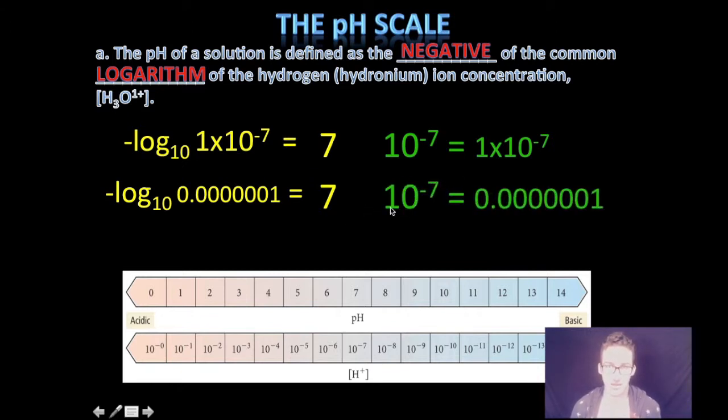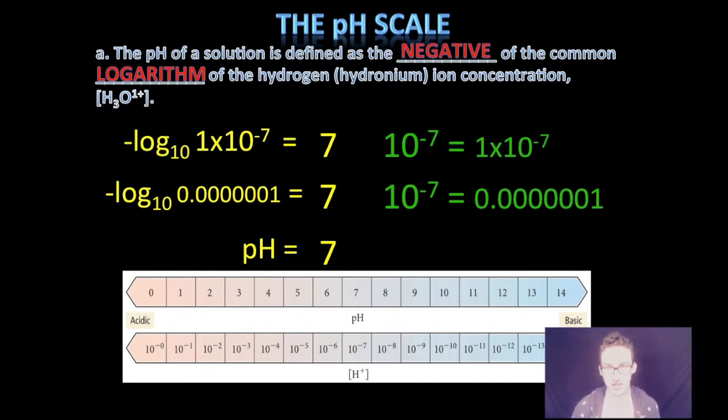Again, recognize 10 to the negative 7 is 0.0000001. Again, recognize we're taking the negative log, so it's not going to be the negative, but the positive value. And ultimately, when we say pH, we mean take the negative log of the hydrogen ion concentration. And so the long and the short of it here is it's a lot easier for chemists to say, oh, the solution has a pH of 7.